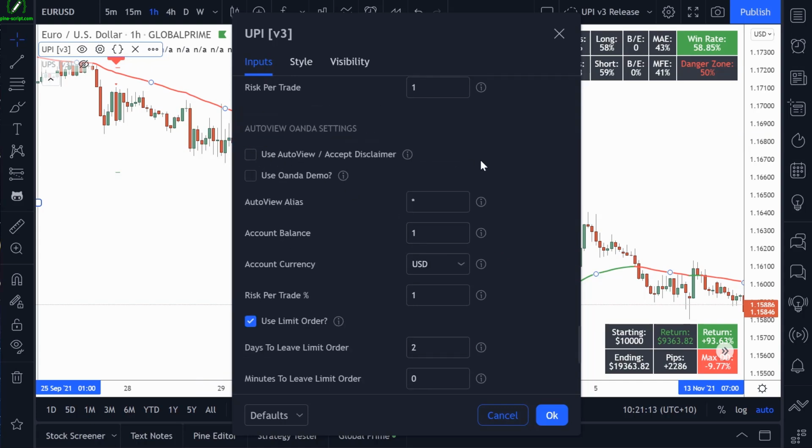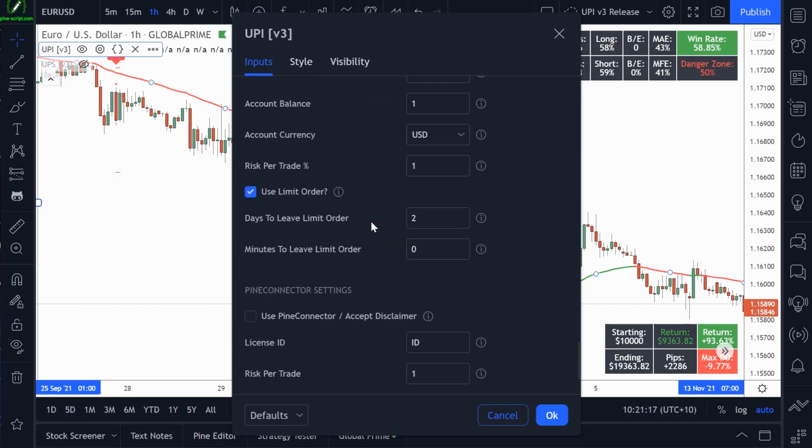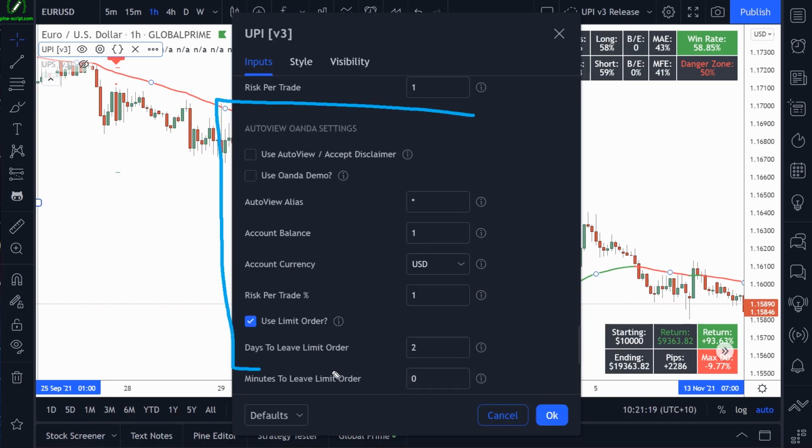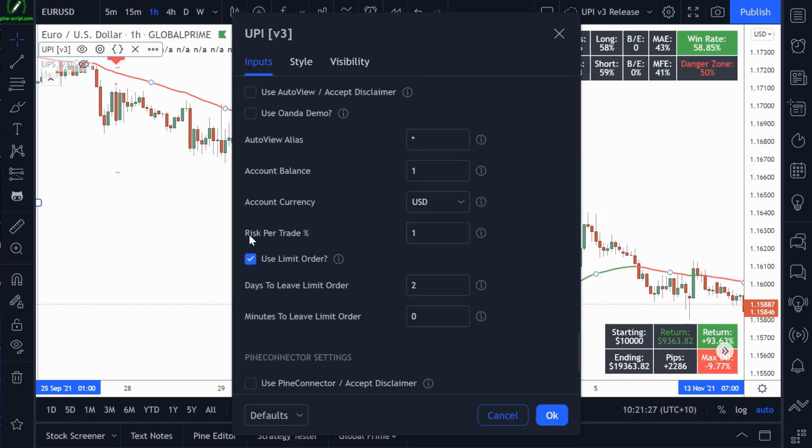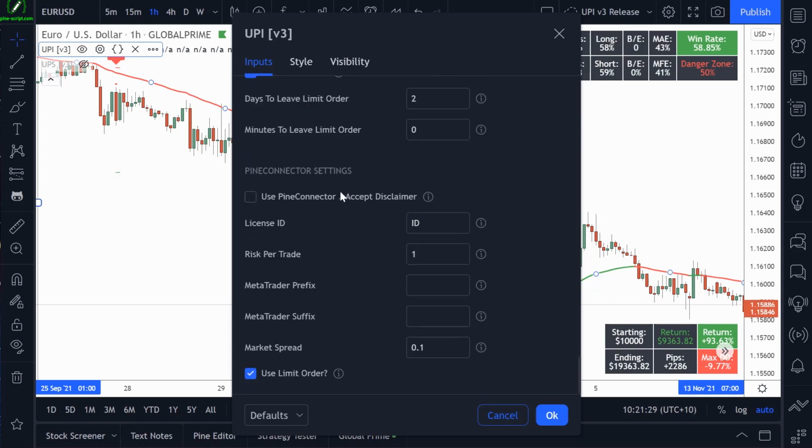So I'll do separate videos on Oanda and on PineConnector, but this is where you set up your automation settings for using AutoView, and you can customize everything here: your account balance, your account currency and risk per trade, all of that stuff. And same with PineConnector here, you can set your license ID, your risk per trade, your spread for limit orders, things like that.